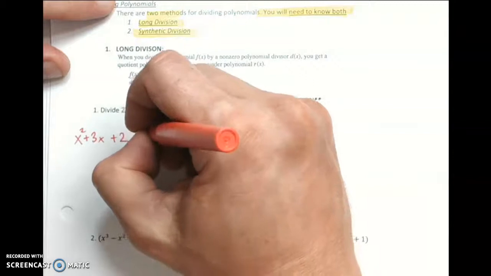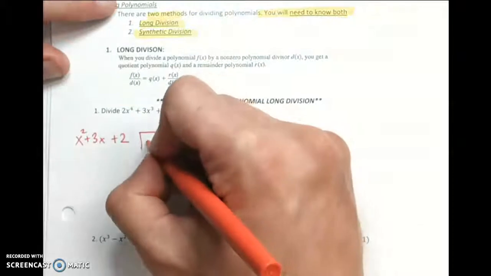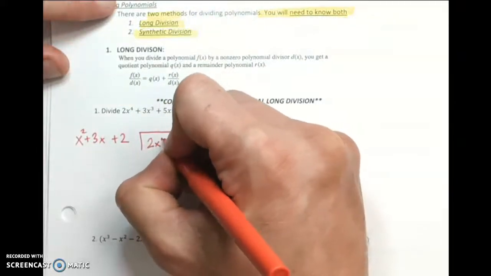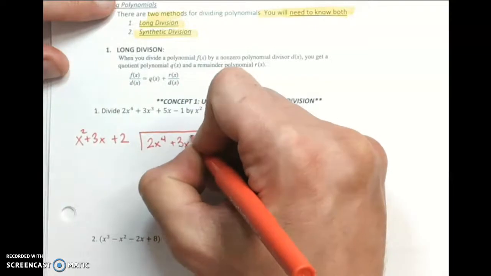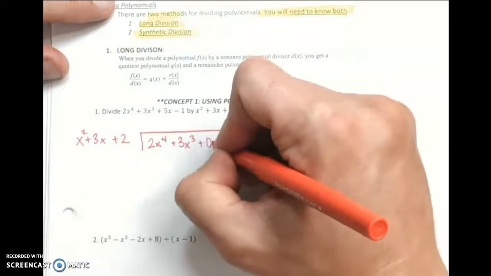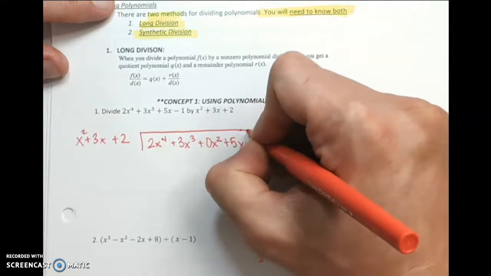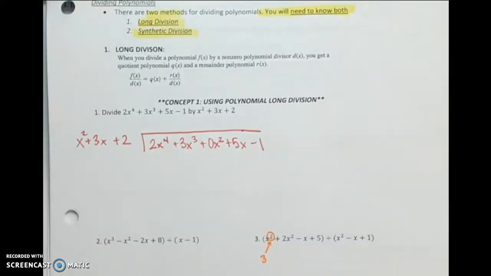Then I have this long division bar here. Make sure you have a space above, and then the numerator, 2x to the 4th power plus 3x cubed. Now if you notice I don't have an x squared, so I'm going to just put 0x squared as a placeholder, plus 5x minus 1. You do not need to do this with long division. You have to do it with synthetic division. You do not need to do it with long division, although I just think it's nice. It makes things a little easier to work with. Alright, so here we go.